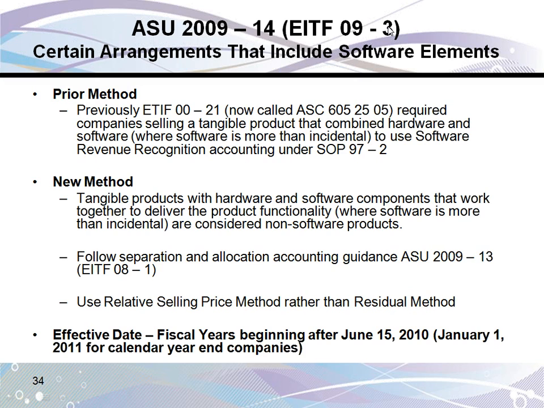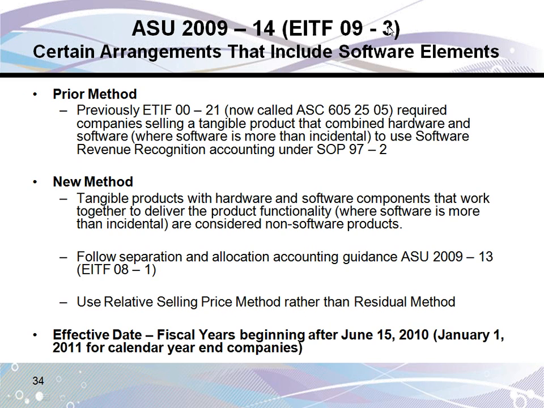So our new method of determining whether an item is hardware or software, whether it uses the residual method or whether it follows the relative selling price method, is tangible products that have hardware and software components. If those components work together to deliver the functionality of the product, the reason why the customer is buying it, then they're considered non-software products. And we'll look at some examples of those. If it's considered a non-software element, then we're going to follow the separation and allocation guidance that we just looked at for EITF 08-1, and we would use the relative selling price method rather than the residual method.